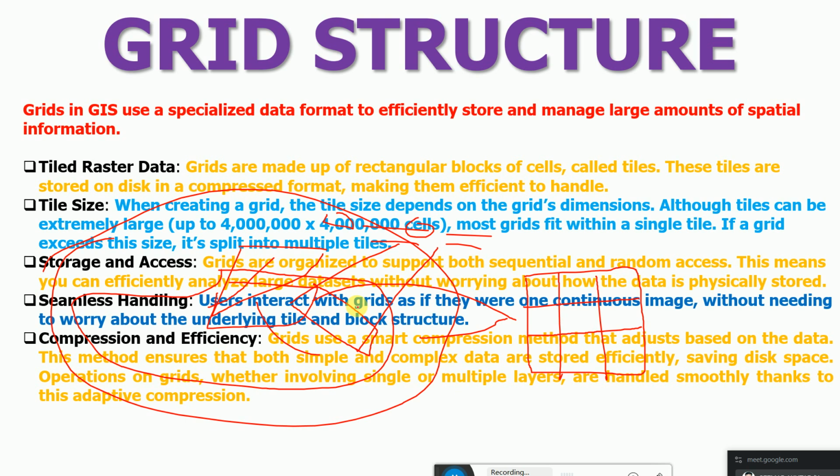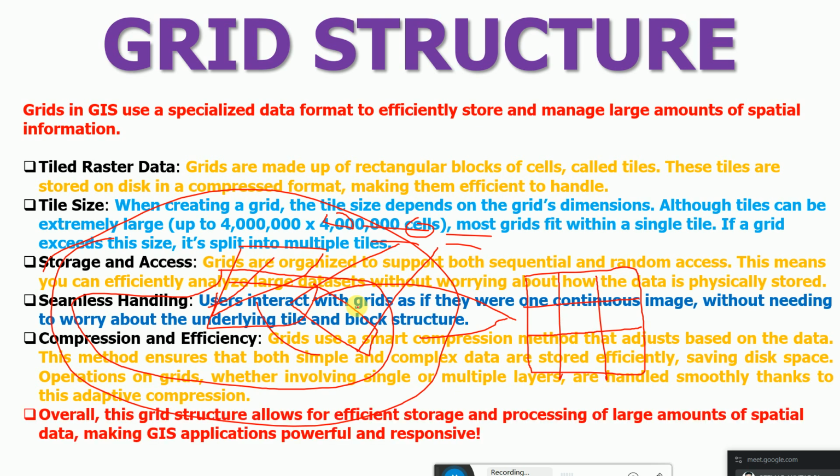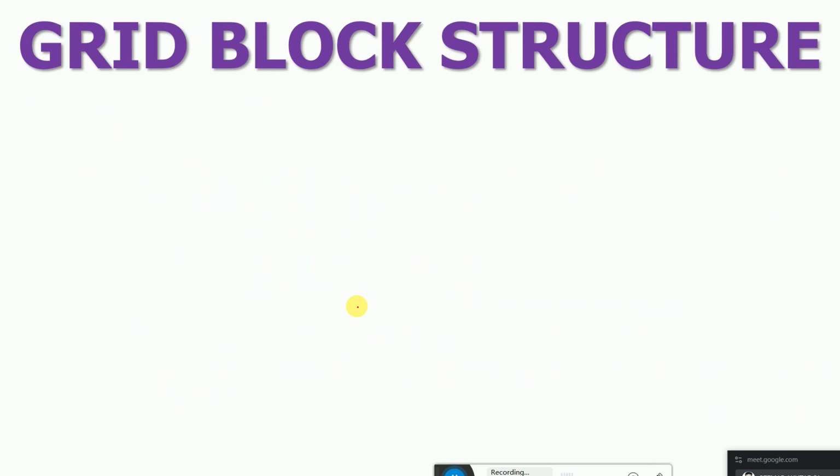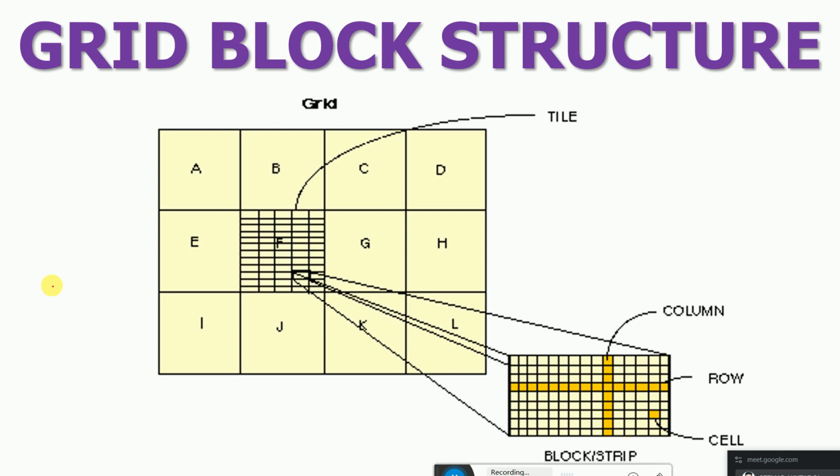Compression and efficiency. Grids use a smart compression method that adjusts based on the data. This method ensures that both simple and complex data are stored efficiently, saving disk space. Operations on grids, whether involving single or multiple layers, are handled smoothly thanks to the adaptive compression. This is the advantage of the grid. Overall, this grid structure allows for efficient storage and processing of large amounts of spatial data, making GIS applications powerful and responsive. Now, grid block structure. Grid block structure is this type.